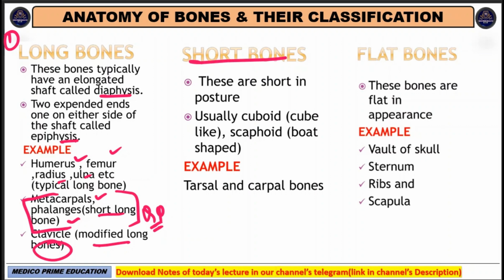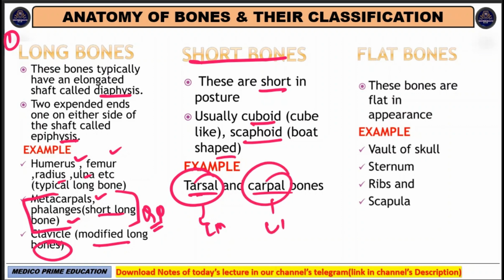Next is short bones. These are short in posture, usually cuboid, cube-like or scaphoid. Examples are the tarsal and carpal bones: tarsal bones in your lower limb, and carpal bones in the upper limb, meaning the bones of the hand.